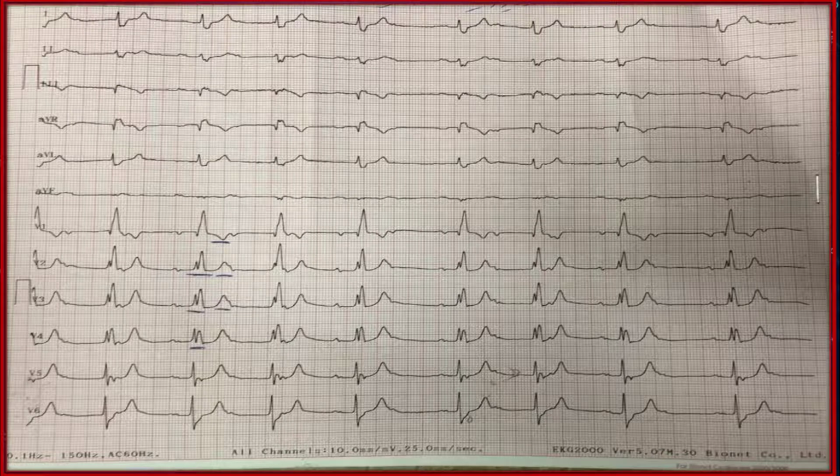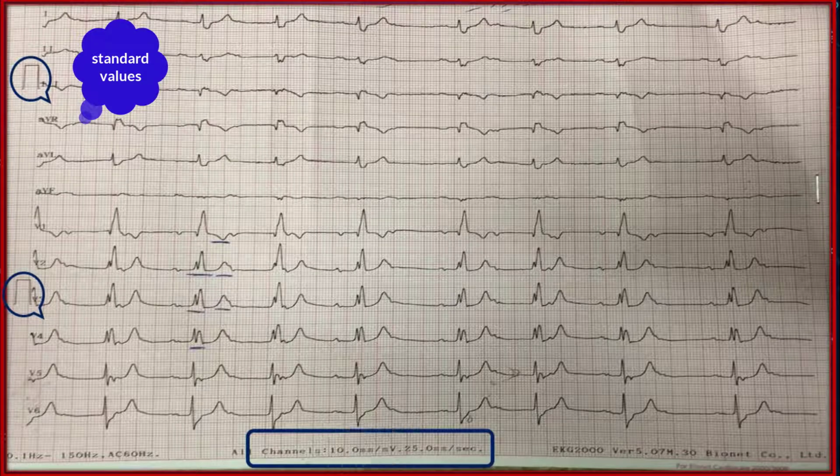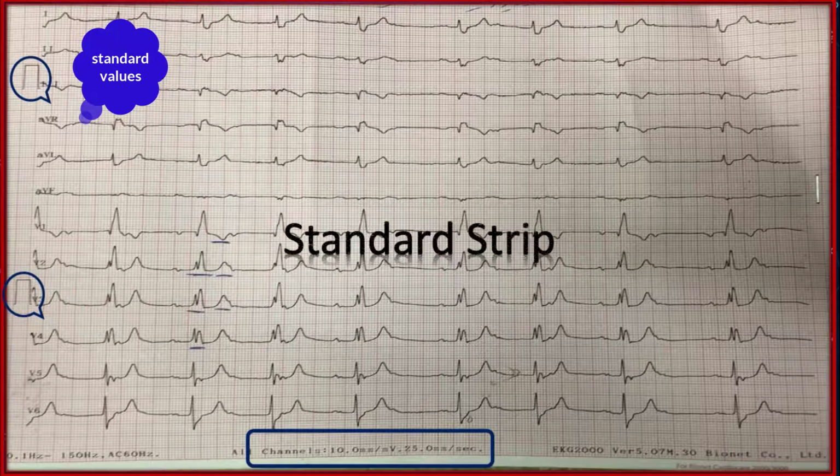Let's start interpreting this EKG strip, using the classic 10-step approach we talked about in the first video. First, check the EKG speed and voltage using the standard values or calibration marker. As is clear, the calibration marker is one large box wide and two large boxes tall. On the other hand, the EKG speed and voltage are 25 mm per second and 10 mm per millivolt respectively, therefore the strip is standard.